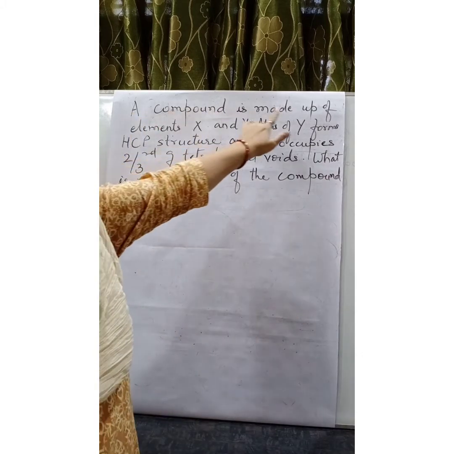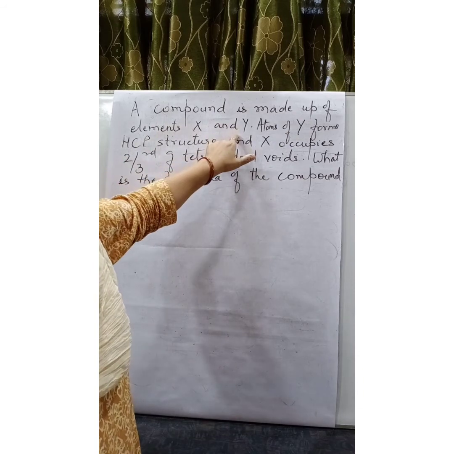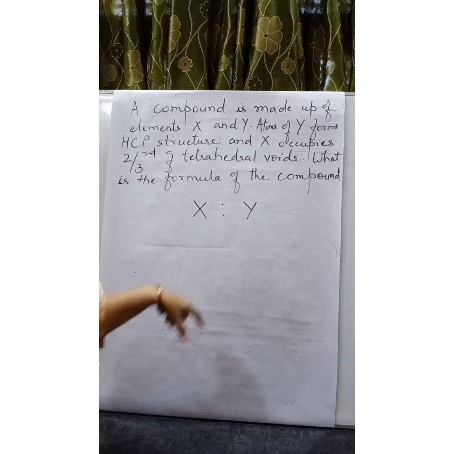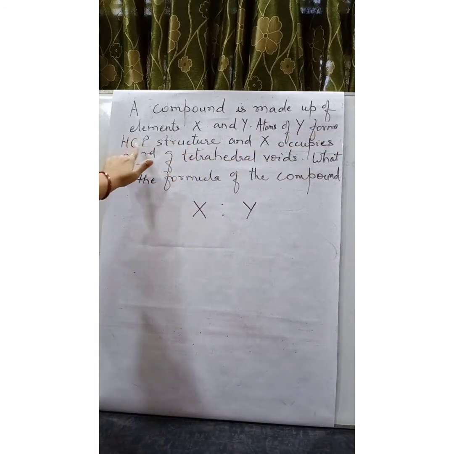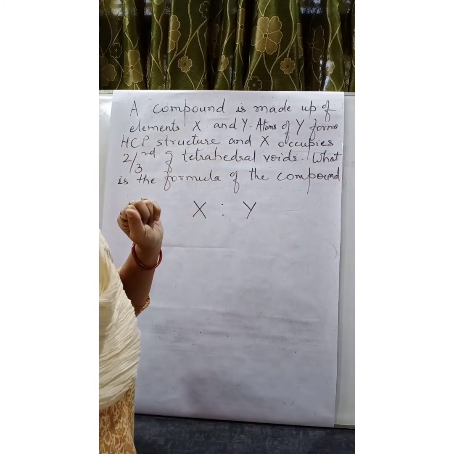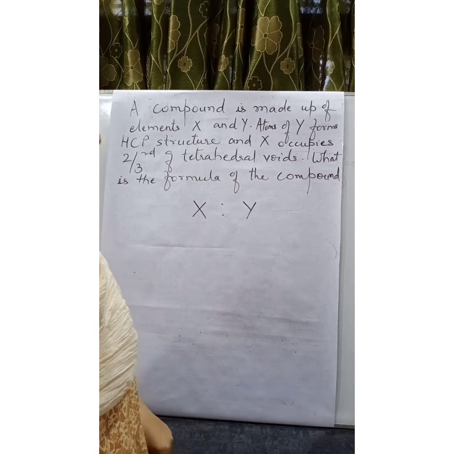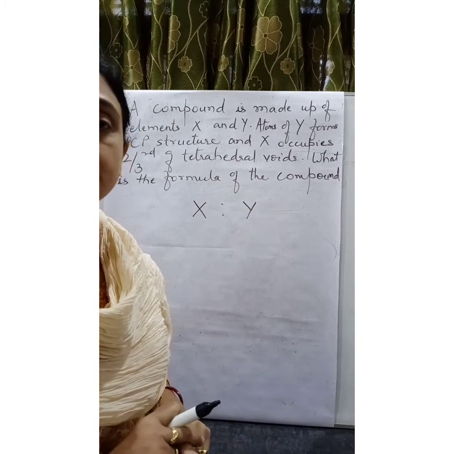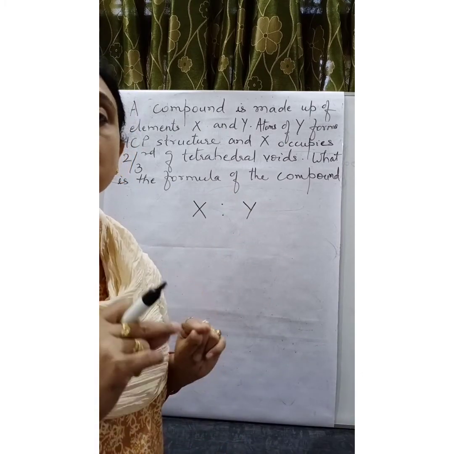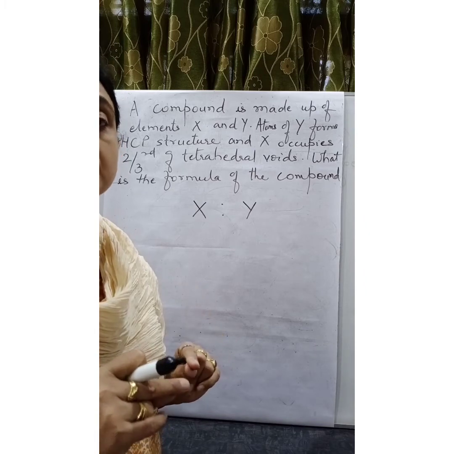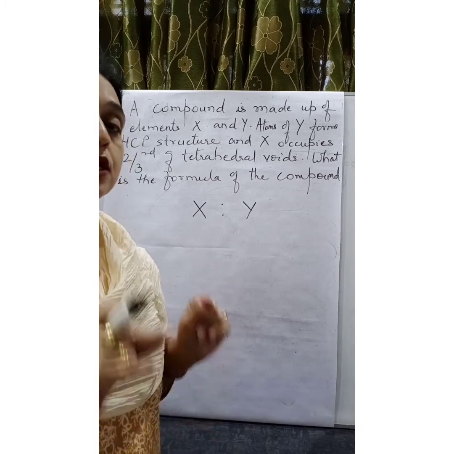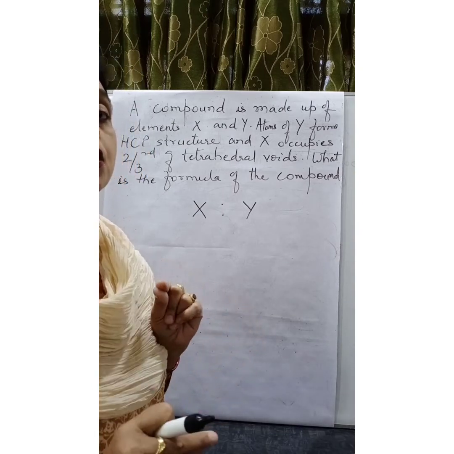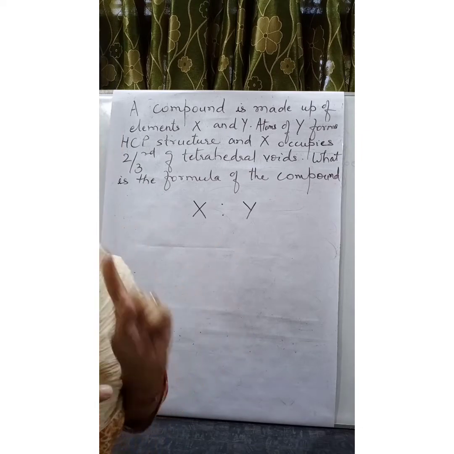A compound is made up of elements X and Y. So it is made up of 2 elements, element X and element Y. Atoms of Y form HCP structure. So for forming any HCP structure, the corners have to be occupied. You know that there are 8 corners and each corner atom is shared by 8 unit cells. So each unit cell gets 1/8th portion of that. So 8 into 1/8 gives you 1 atom.